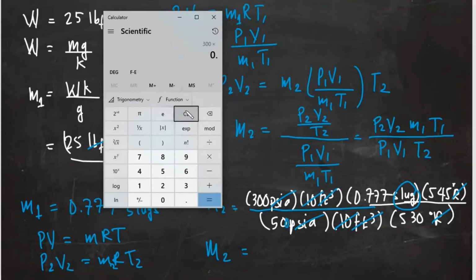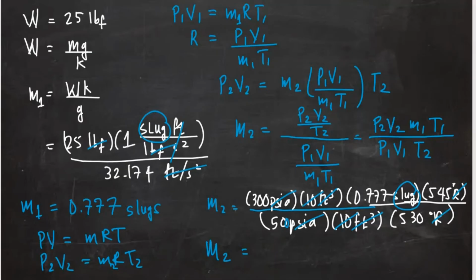So 300 times 0.77 times 545. Siguro na-notice nyo rin, no? Why did I choose 50 as my P sub 1, no? Supposed to be it's 500. So times 530. Let's divide that. So we have 0.479.